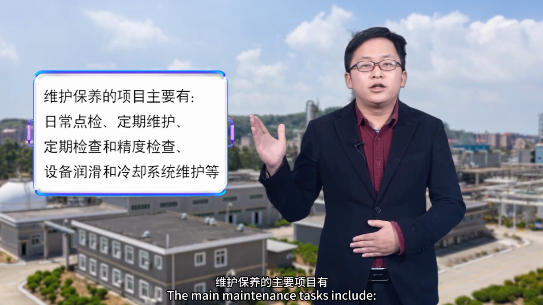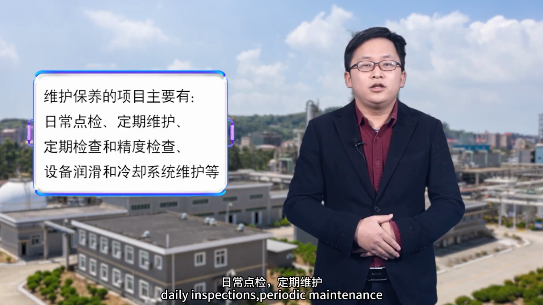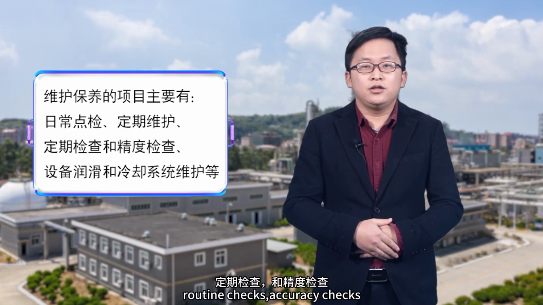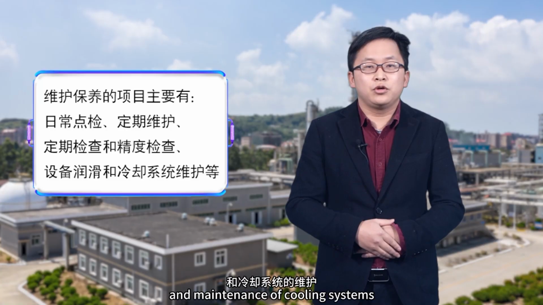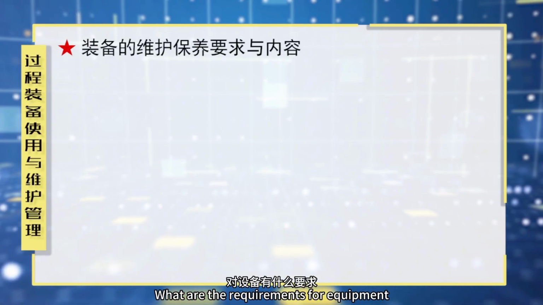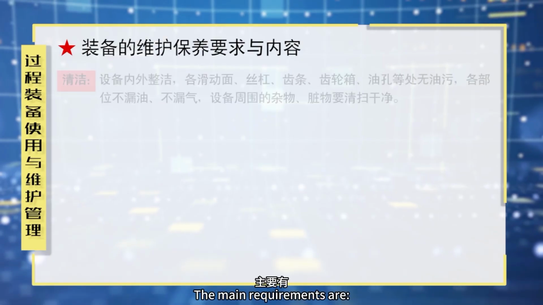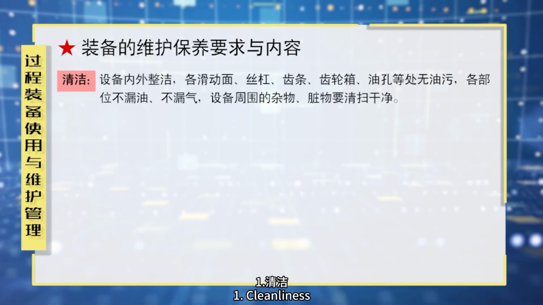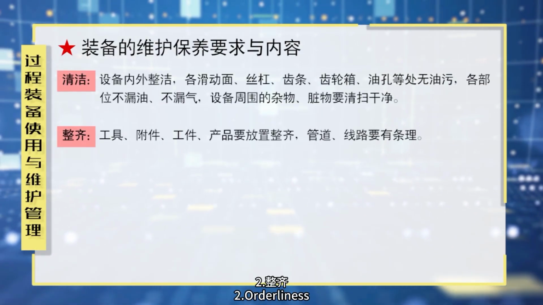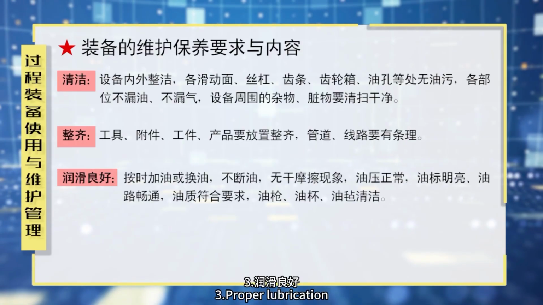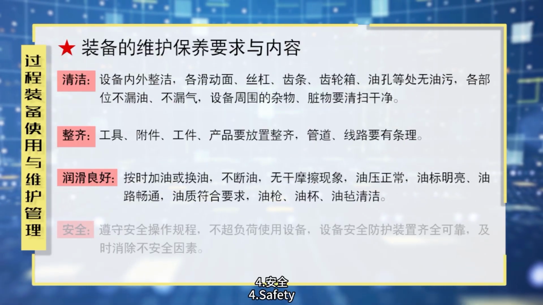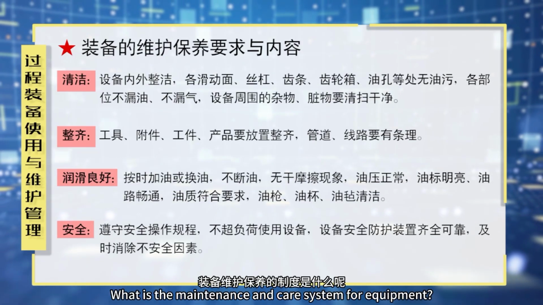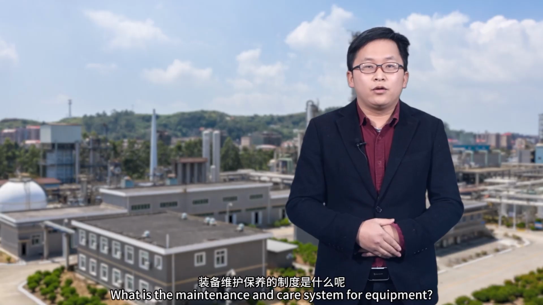The main maintenance tasks include daily inspections, periodic maintenance, routine checks, accuracy checks, lubrication of equipment, and maintenance of cooling systems. What are the requirements for equipment maintenance and care? The main requirements are: first, cleanliness; second, orderliness; third, proper lubrication; fourth, safety. What is the maintenance and care system for equipment?